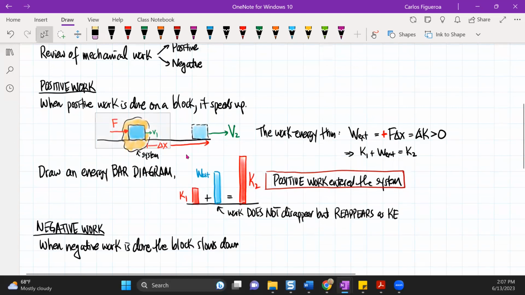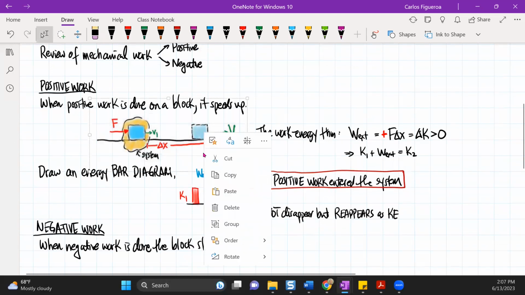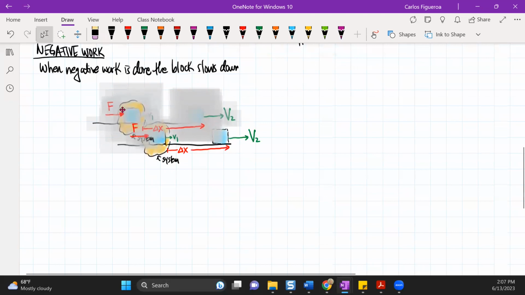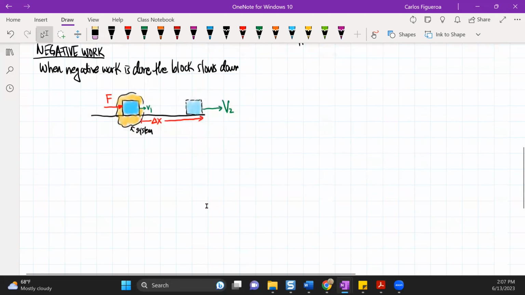Well, I'm going to take my picture and modify it so that I can include it down here for negative work. If I look at the system, the big difference is that the speeds are different. It starts off at a higher speed, and then it goes to a lower speed. That's what we mean by it being slowed down here. But now what happens is that the force is not in the same direction as the displacement. The force is in the opposite direction.